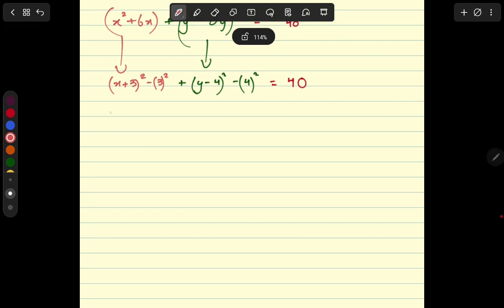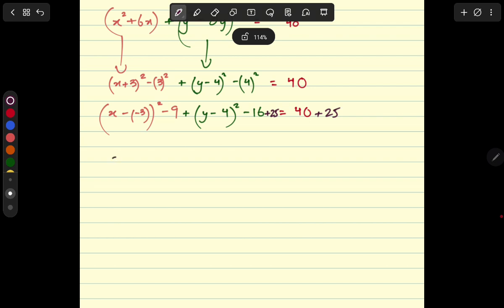Now this becomes (x minus 3) whole square minus 9, and this becomes plus (y minus 4) whole square minus 16, and this is equal to 40. So minus 9 minus 16 is what? It is negative 25. Add 25 to both the sides. So I add 25 here and I add 25 here.